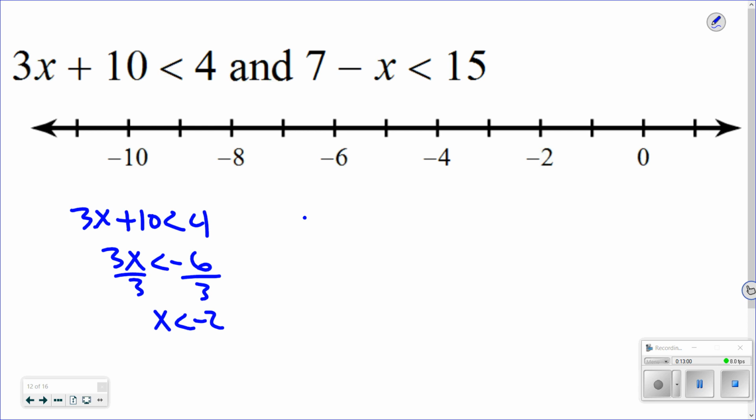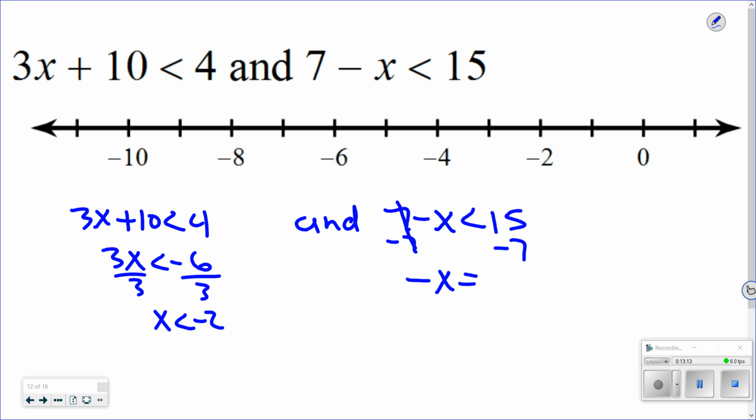And we'll solve this other one. 7 minus x is less than 15. Be really careful with signs here. I'm going to minus the 7 over first. That negative stays with the x. So negative x, oops, not equals, but is less than 8. That's like having a -1 there. You've got to divide by -1. When you do that, you got to flip that inequality sign. So I've got x is less than -2, x is greater than -8.